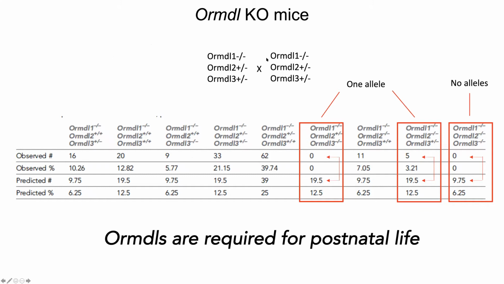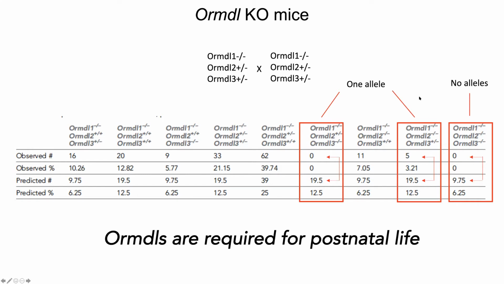In order to do this experiment, we set up crosses between triple mutant mice, ORM1 knockout, ORM2 het, ORM3 het, which would give us all of these predicted genotypes. After quite a period of time and obtaining more than 100 pups, we could quantify what was observed and compare that to the predicted genotypes. If we look at the box with no alleles, we would have predicted about 10 mice, and we found 0, suggesting that this is lethal at some point.